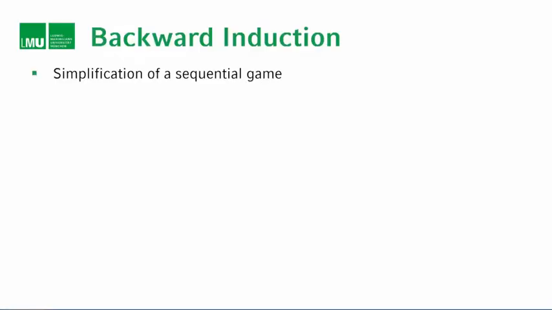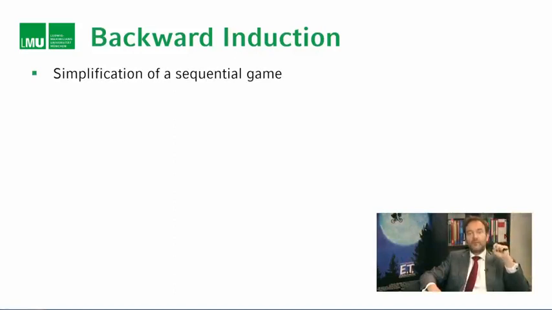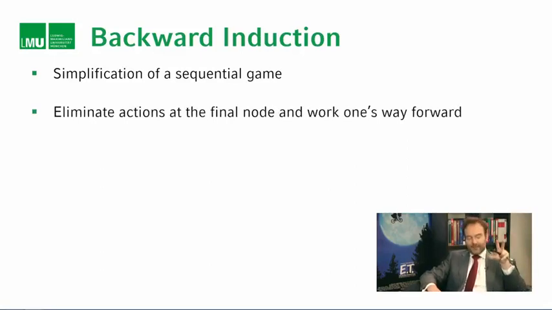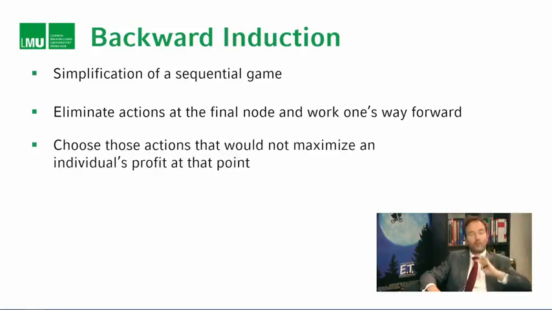Backward induction is the process of simplifying a sequential game. You remember looking for dominant strategies, you remember looking for dominated strategies and eliminating them. It's a bit like that, right? So you're trying to simplify a particular type of game. We're eliminating actions at the final node and we work our way forward. So anything that isn't going to be played is something we can ignore from the game, just like a dominated strategy. We will choose the actions that would not maximize an individual profit at that point, and we eliminate them.